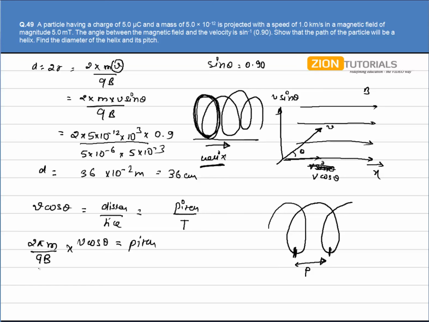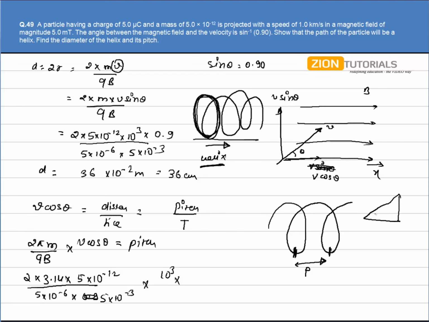Just substitute all the values. I have 3.14, mass is 5 × 10^-12, charge 5 microcoulomb, magnetic field is 0.5 × 10^-3 tesla, velocity is given as 10^3, and cos θ. Sin θ is known to me.